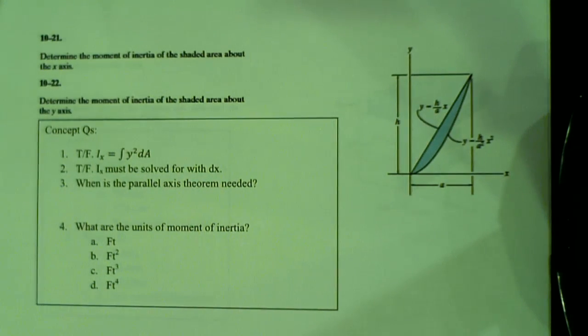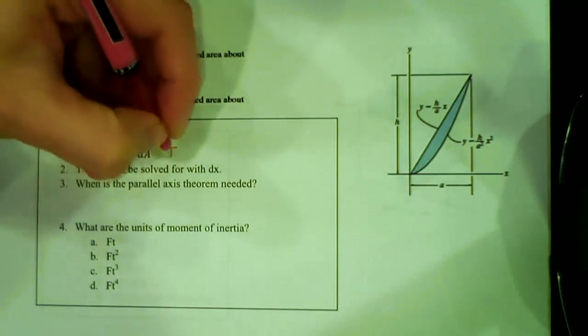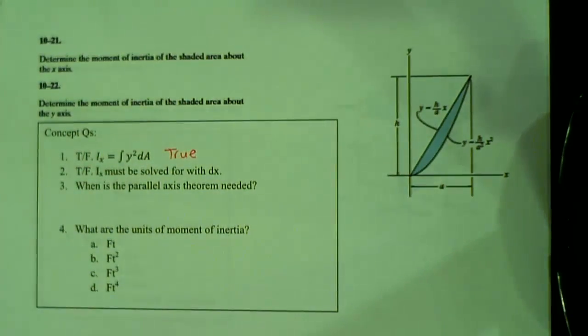So, conceptual questions. True or false? Ix is equal to the integral of y squared dA. True. You sure it's not x squared dA? I'm sure. Okay, you're right. So this is true. As I said before, I always remember it's moment, therefore moments, I look for perpendicular distances. So if I want Ix, it's y squared dA. If I want Iy, it's x squared dA. That's how my brain works.